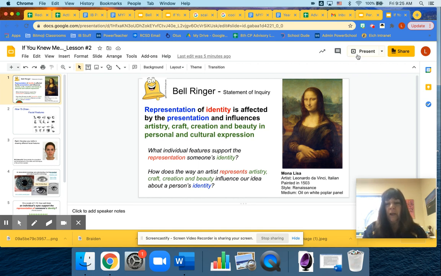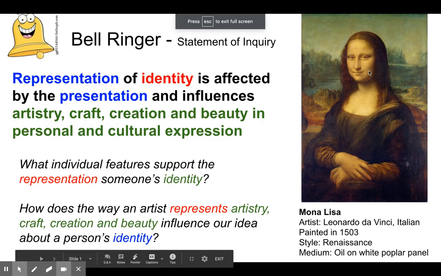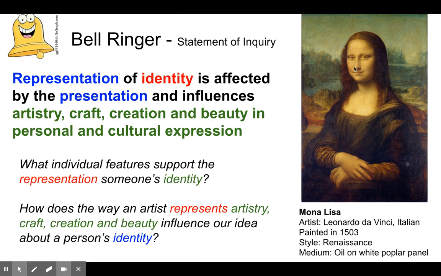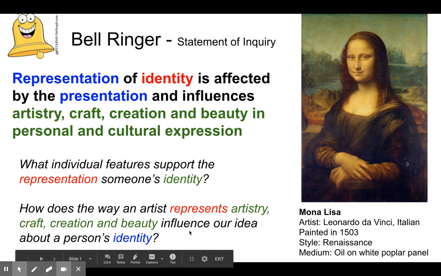I'm going to make this a little bigger for you. I'll go ahead and present it. Okay, her features are very small. She has a very long, straight Italian nose. Okay, but this definitely gives away these things right here. What helps give you insight to her, and then the question is, how does the way an artist represents artistry, craft, creation, and beauty influence our idea about a person's identity?